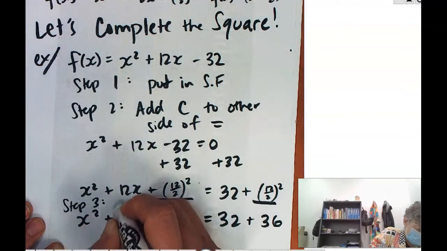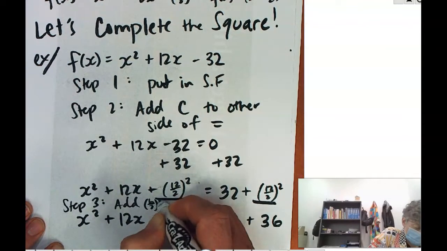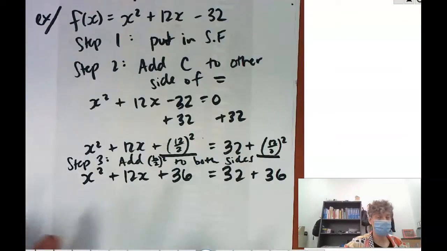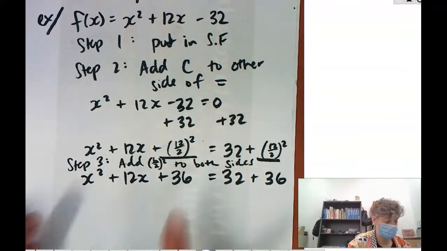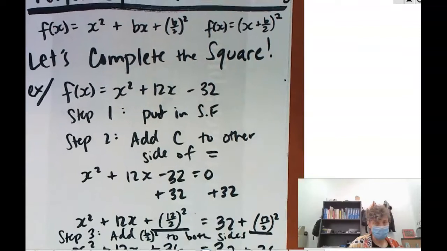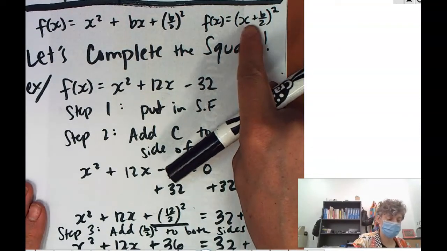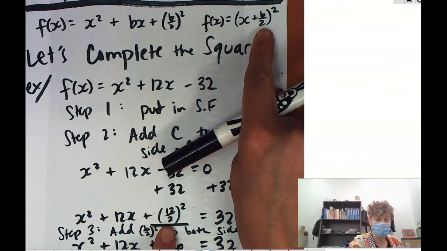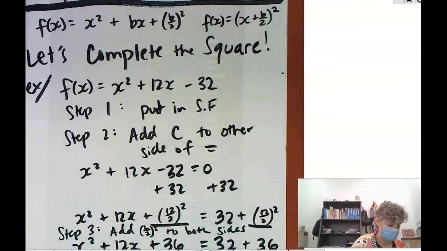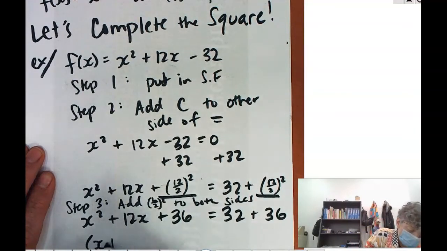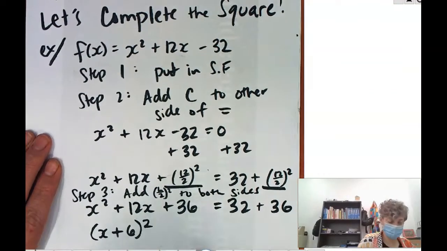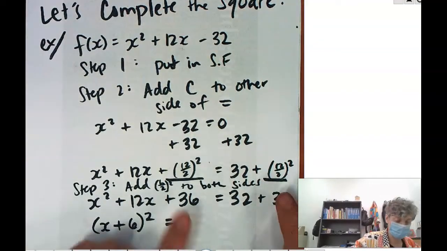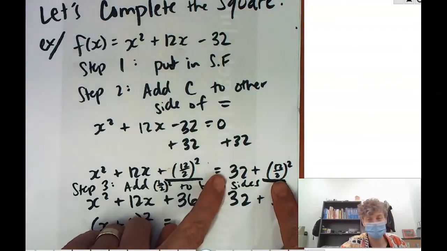Step 3, add (b over 2) squared to both sides. We have now made a perfect square trinomial that would factor to, what did we say? That's going to factor to that b over 2 term. B over 2 is going to be 6 in our case, whole quantity squared. So this now becomes (x plus 6) squared is going to equal 32 plus 36, which again we had to add on both sides to maintain that equality.